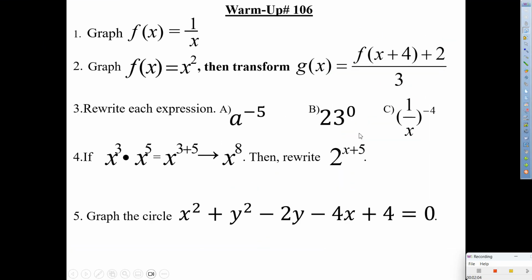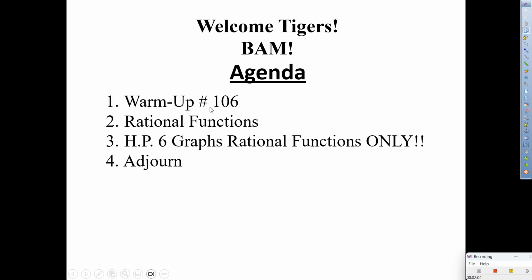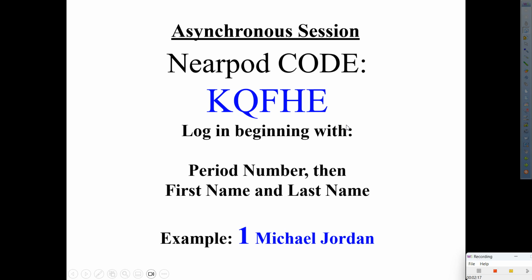All right, the agenda for today: warm-up 106, rational functions, and 6 graphs for rational functions for home plate. I put that at the bottom of that handout, so you already have it. Yes? You guys see it? All right. Copy this code, KQFHE. That's access to the home plate for tonight. KQFHE.